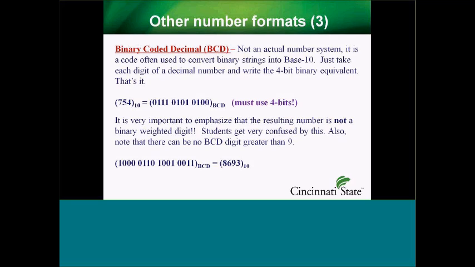And show them that basically all you do is take the decimal numbers and write them down with binary equivalents. 754 is 0111, 0101, 0100. That's 7, 5, and 4. I try to emphasize that this is not a binary number. If you actually take that number, it's going to be huge. If you were to actually work out the weighting of all those binary bits, it's a massive number. And they have a hard time doing that exactly.